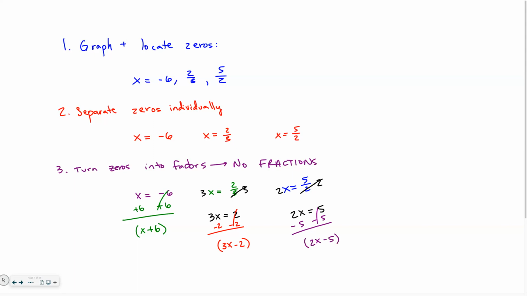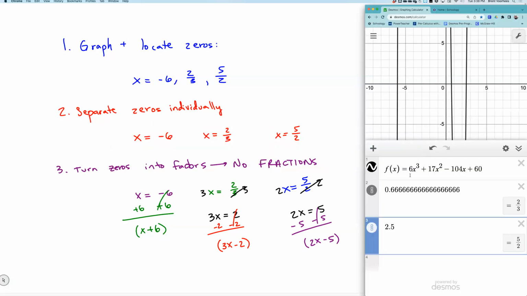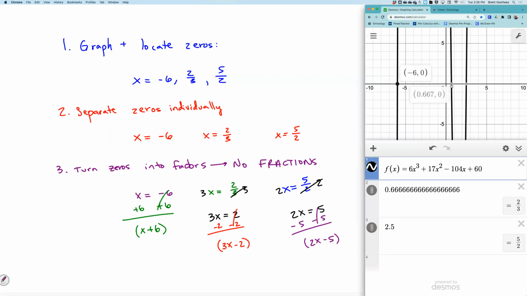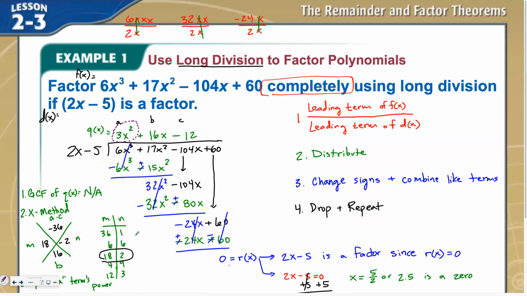Okay, whether you realize it or not, what I was just doing is I just came up from the graph. From this graph, all I did is type it into the graph. I located the zeros. I graphed and located the zeros. I turned those zeros into a fraction, though. I separated the zeros individually, and then I turned them back into factors without leaving anything as a fraction. What did this do for me, these 3 factors? What it did is this entire page of work right here, which is some work, but this entire page is what we did here.